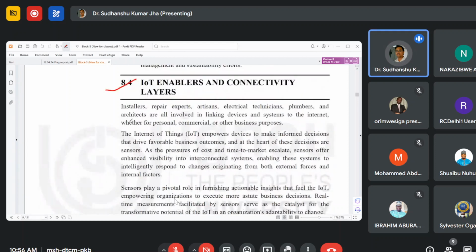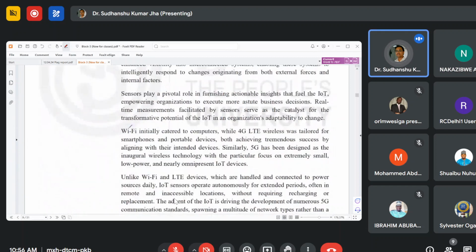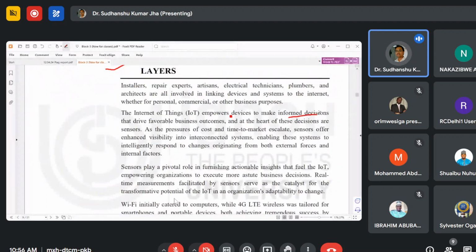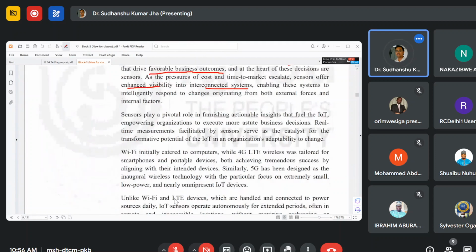So, IoT enablers and the connectivity layers. IoT devices are empowered to make informed decisions that drive favorable business outcomes. As the pressure of cost and time to market increases, sensors offer enhanced visibility. Nowadays, we have more advanced sensors which sense the environment very accurately. Sensors play a pivotal role in furnishing the actionable insight that fuels IoT. Sensor devices sense the environment and send this data to some centralized location for further processing. Sensors are basically used to monitor and analyze the environment.